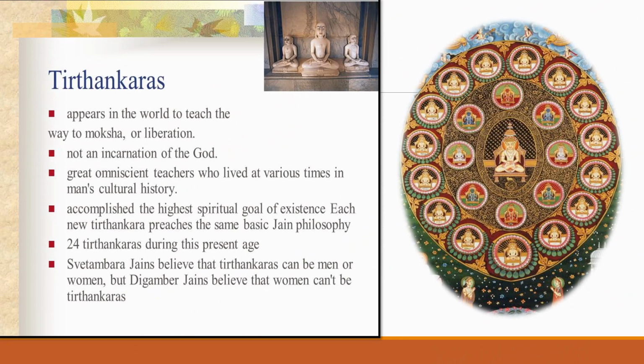Tirthankaras appear in the world to teach the way to moksha, or liberation; they are not an incarnation of God. Great omniscient teachers who live at various times in man's cultural history accomplish the highest spiritual goal of existence. Each new Tirthankara preaches the same basic Jain philosophy. There are 24 Tirthankaras during this present age.